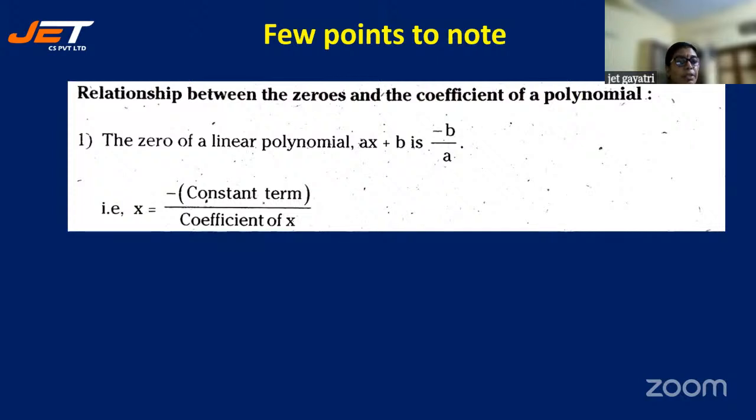Okay. So the relationship between the zeros and the coefficient of a polynomial. The zero of a linear polynomial ax plus b is minus of b by a. Okay, so what is that minus of b by a? Whatever is a constant after x, that is b, you should make it as minus. So minus b by coefficient of x. All right, that's what we say, minus of constant term by coefficient of x.